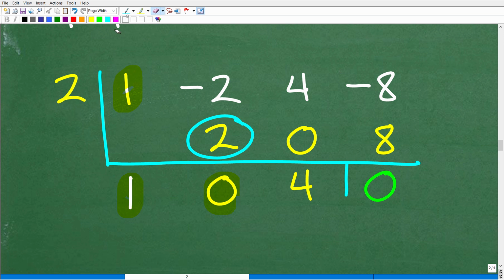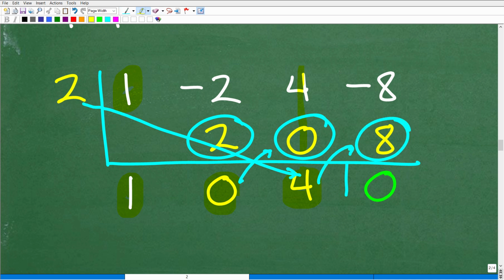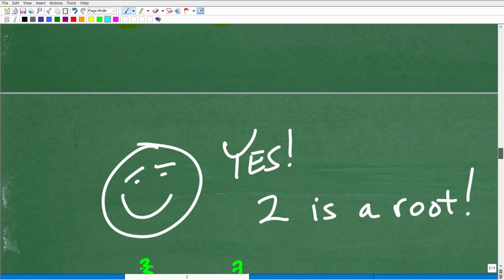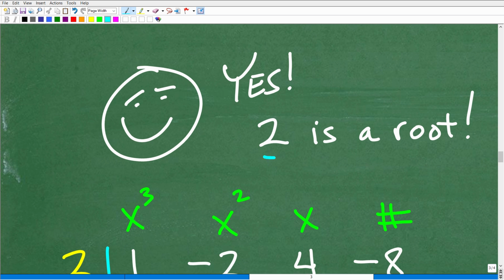Okay, so we continue on. Then we have 2 times 0, of course, is what? 0. Add down, 4 plus 0 is 4. And then we're going to just do this again. 2 times 4 is what? 8. And finally, when we add right here, we're like, oh, this is super awesome. Negative 8 plus a positive 8 is 0. And that means what? That means 2 is a solution, and we can celebrate. Yes, we got one. 2 is a root.